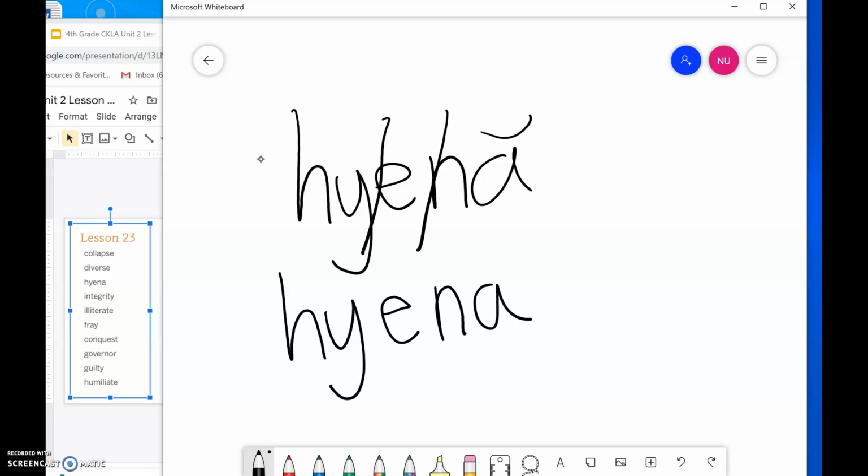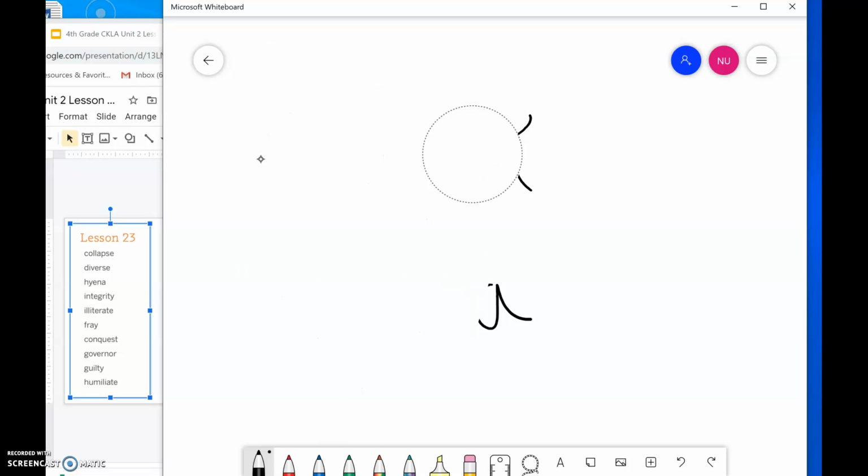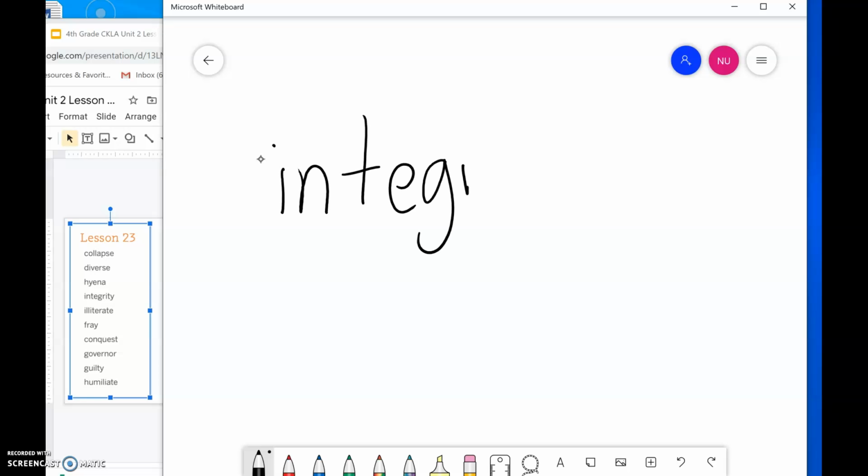And this is, of course, those animals that you've probably seen in Lion King. They were kind of the bad guys. They were the ones Scar hung out with, and so they're an African animal. Okay, let's talk about the next word. The next word is integrity.